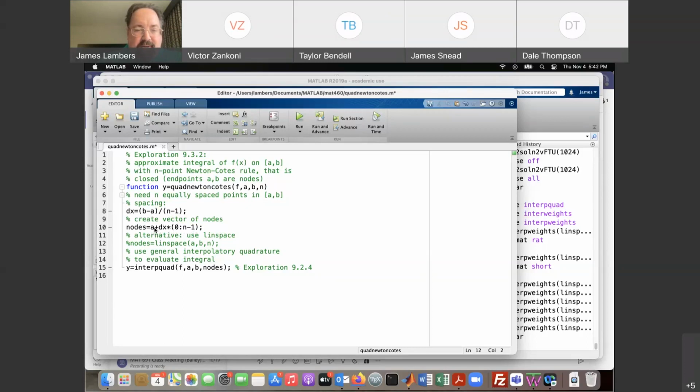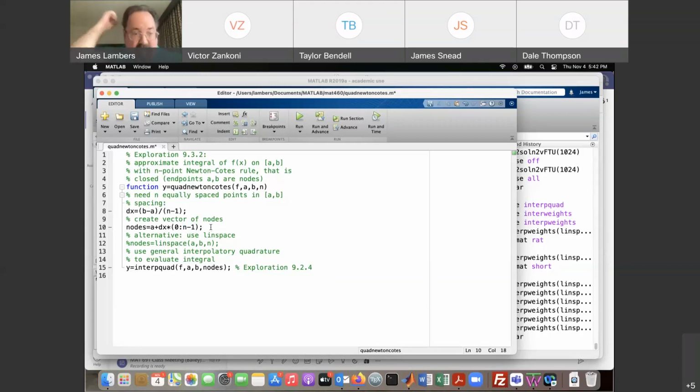And then you add a to it. So you can see, for instance, for the index 0, you're just going to get a. And if you think of the nodes as being numbered from 0 to n minus 1, then for the index n minus 1, that will cancel with this, leaving you b minus a. So then you get a plus b minus a, and therefore you get b.